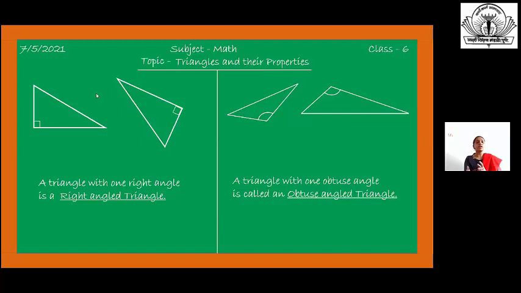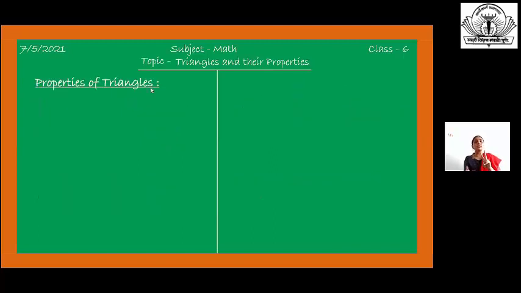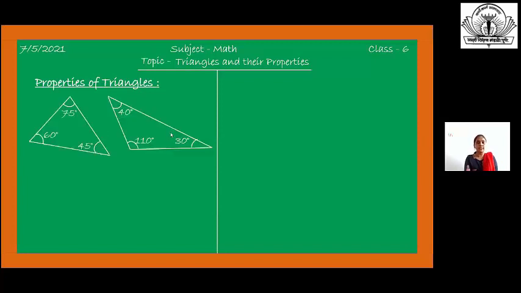Now we go to the properties of triangles. We will study two properties of triangles. For the first property, you have an activity. I have drawn two triangles here, and I have given the measures of the three angles in each triangle. What you have to do is add up all the three angles in these two triangles and tell me the sum.